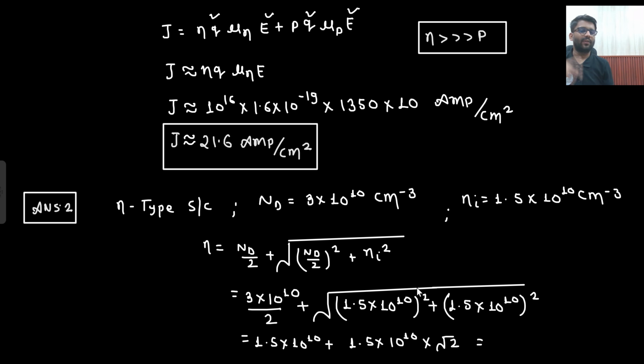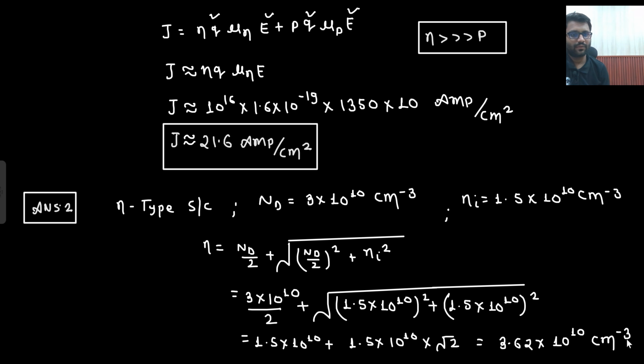Because (1.5 × 10^10)² will come common, 1 plus 1 will be 2. Basically this is (1.5 × 10^10)² × 2. So the square and the square root cancel each other out, and √2 will remain as it is. So what will be the answer you will be getting? (√2 + 1) × 1.5, so 3.62 × 10^10 centimeter cube inverse. This is the answer that you are getting.